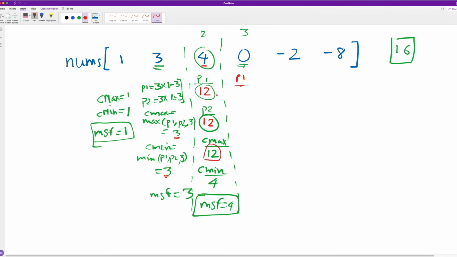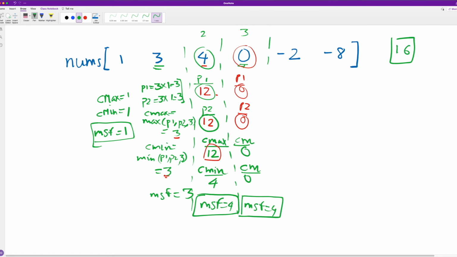P1 is equal to 0, and when we multiply this number 0 with the minimum product 4, we get 0. So P2 is 0 as well. The maximum product subarray will be the maximum between these three values, and that is 0. So we have C max as 0, and the minimum is also 0 because between these three values the minimum is 0, and we leave max so far at 4 because 4 was already larger than 0, and this is why we need this max so far, otherwise we're going to lose track of what is the largest so far.